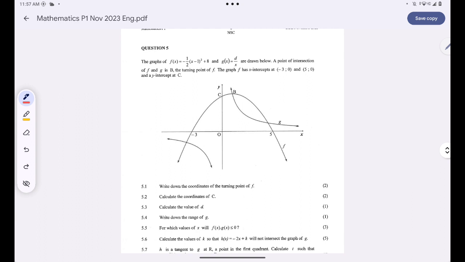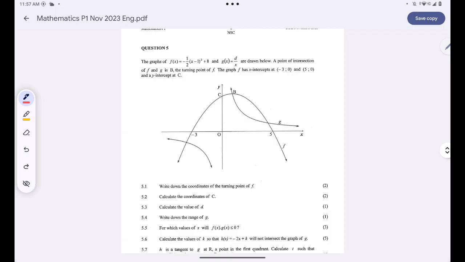Okay, we are told that the graphs of f of x and g of x are drawn. A point of intersection of f and g is b, and b is also the turning point of f. The graph of f has x-intercepts at -3 and +5, and the y-intercept at c. The first thing they want us to do is to calculate the coordinates of the turning point. Not calculate, but write down.